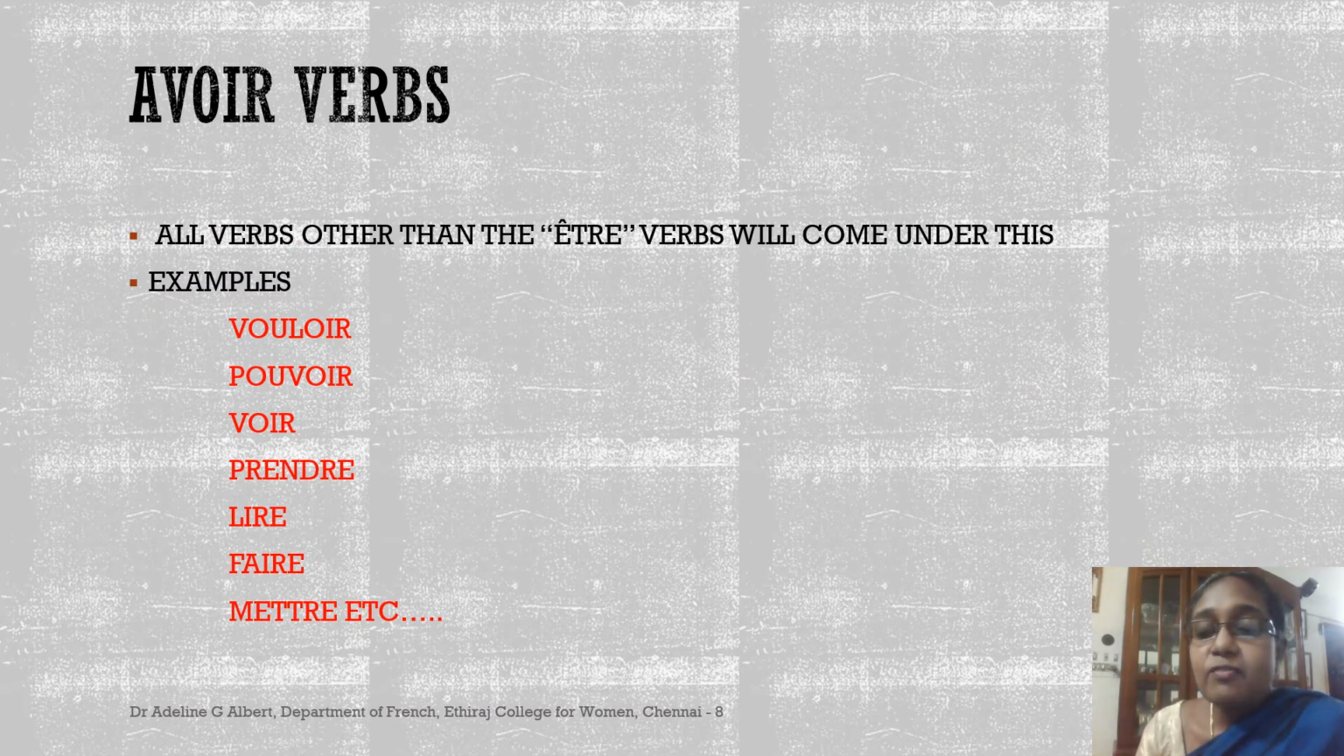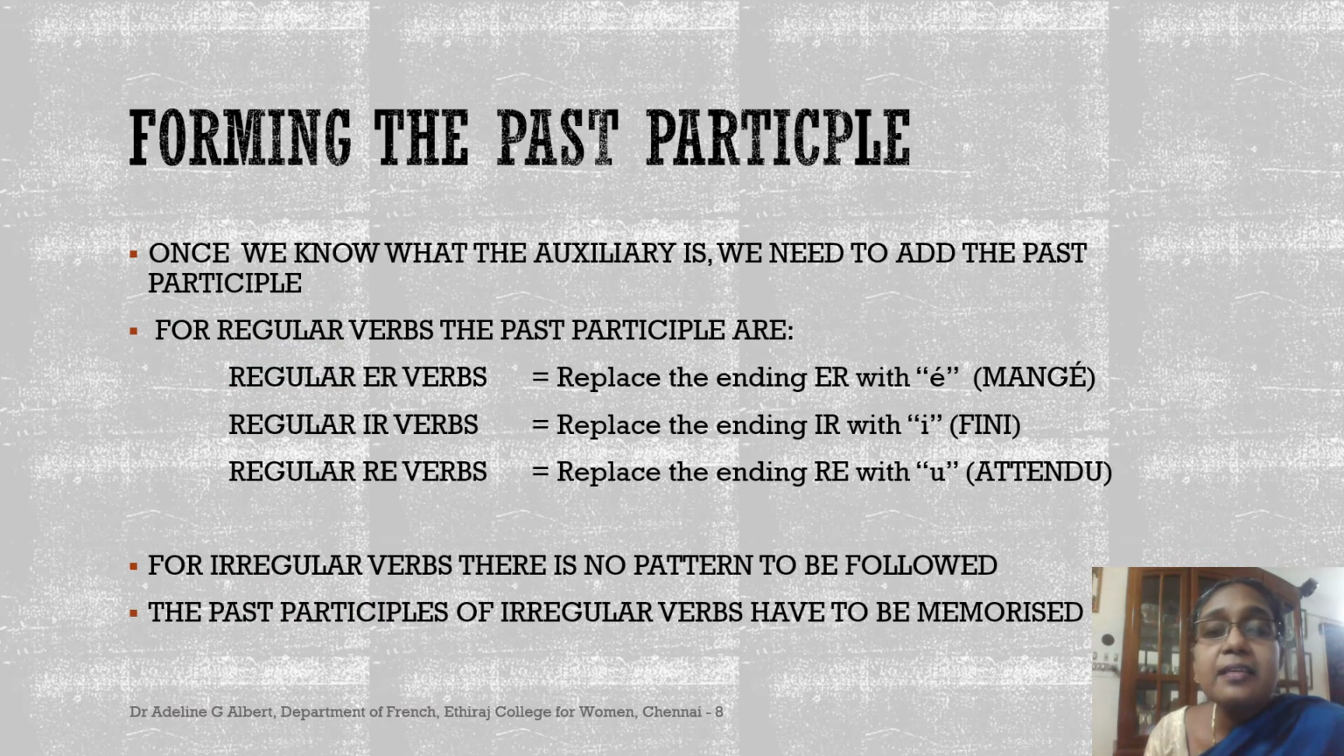Now, these are your avoir verbs. Everything else is your avoir. Vouloir is to want, pouvoir is can or to be able to, voir is to see, prendre is to take. You have lire, which is to read, faire, which is to make or to do, and then you have mettre, which is to put. So all these verbs and every other verb that is not covered by être is necessarily covered by avoir. Okay, so these are your auxiliaries.